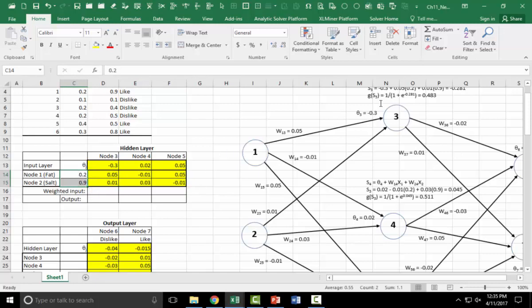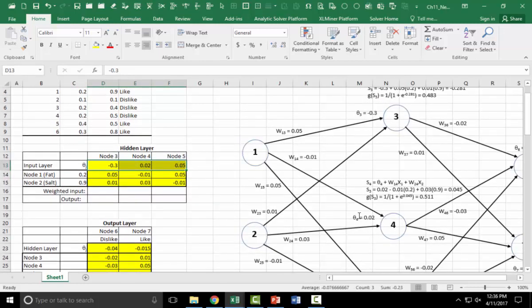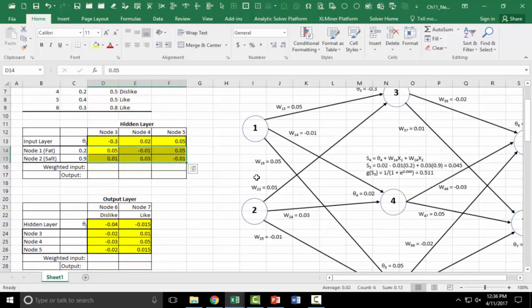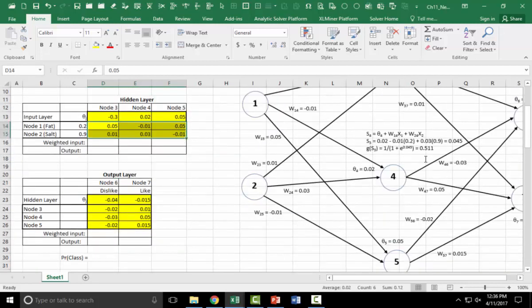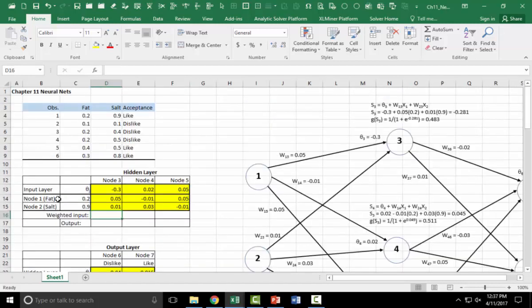These two are the input, 0.2 and 0.9. These are the bias, randomly chosen bias initial estimates, and these are the weights. Okay. Similarly, you have initial weights for the output coming from the hidden layer into the output layer. So here we have node 1 and node 2. The input values are 0.2 and 0.9, and the output from 1 and 2 into 3.